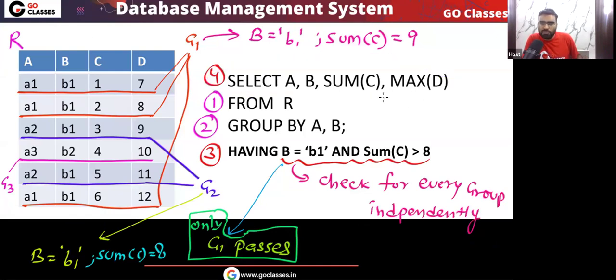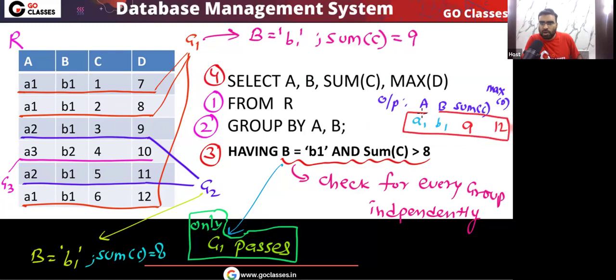And what will be the output? Let me know. The output will be A, B, sum C, and max D. You can see the A value is A1, the B value is B1, sum C is 9, and max D is 12. This will be the only tuple in the output. This is your output. Is this clear? Very simple point, right?